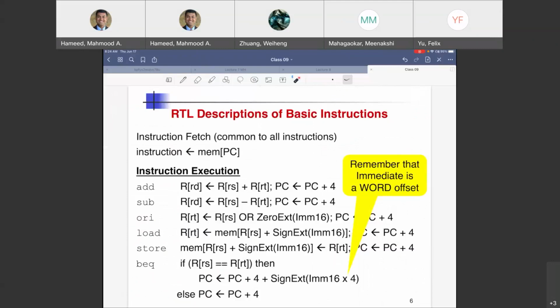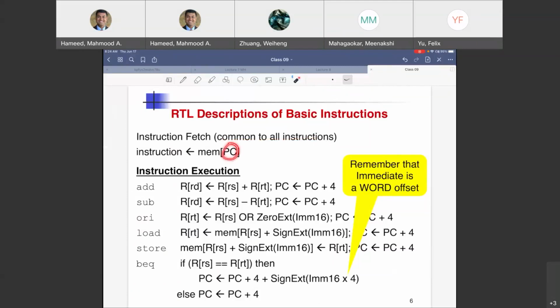Now, this slide is particularly important because I'm going to ask you with every instruction, what do you need for this? In terms of hardware, what hardware do you need for this? So instruction fetch, which is common for all instructions, is straightforward. That's not a very interesting thing, right?